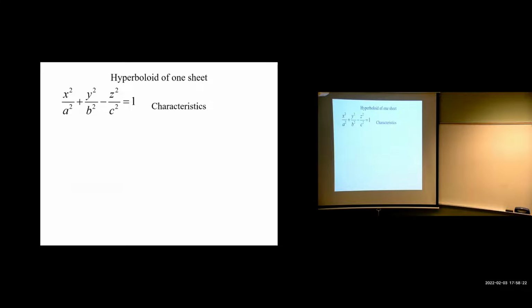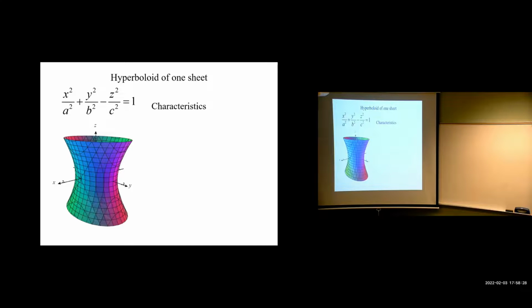A hyperboloid of 1 sheet. Notice what changed. We now have a negative right here, just the single negative. And that changed to a hyperboloid where now along these vertical planes, we have 2 hyperbolas. But if you look along the top, we have an ellipse. Because if we zero out the z, we have the formula of an ellipse. But if we zero out the x or the y, we have the formula of a hyperbola in 2D.